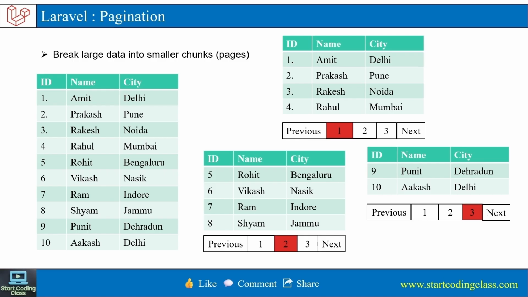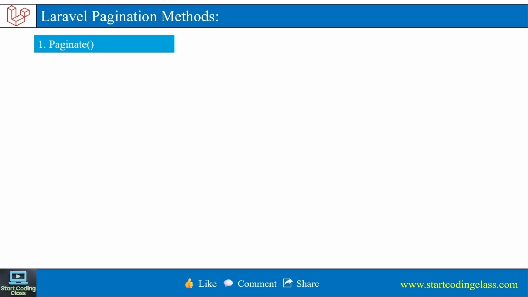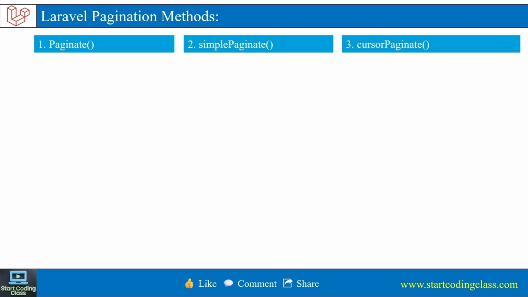Laravel provides many types of pagination. The first method is paginate, the second is simplePaginate, and the third is cursorPaginate. If I talk about paginate, it is something like this: $user, and on the user model we use paginate, and inside the brackets how many records you want. If you write 10, it will show you 10 records. If you write 5 here, it will give you 5 records.